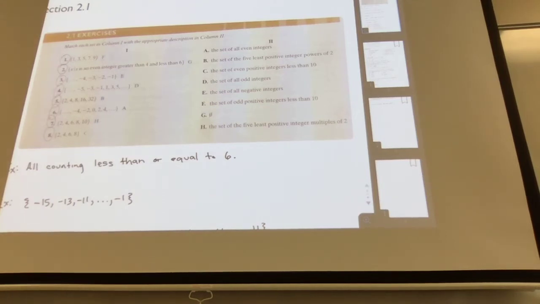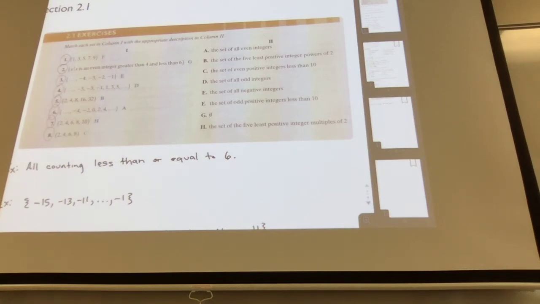Let's just talk about the first one. 1, 3, 5, 7, 9. That's clearly odds. Let's go over to see anything with odd right off. Set of all odd integers. Well, that's not all of them. So D, I want to be careful not to let just the word odd throw me off. So F has the word odd in it as well. The set of odd positive integers less than 10. Well, that makes more sense, so I can tag that. So 1 is F.